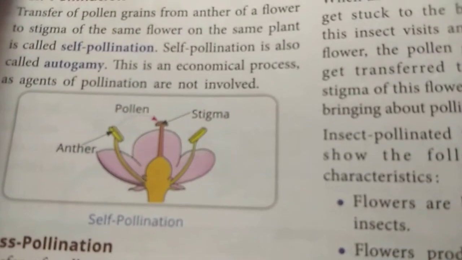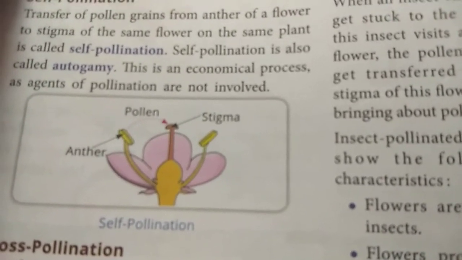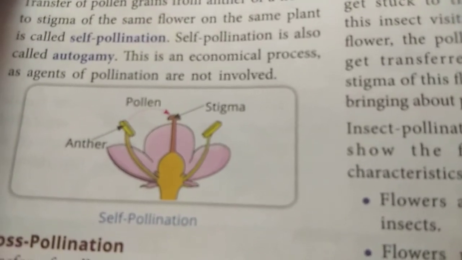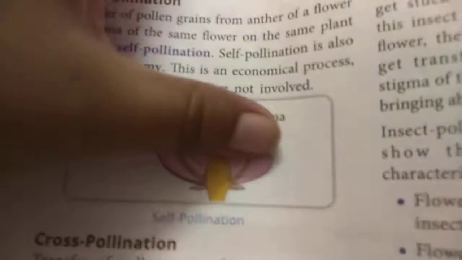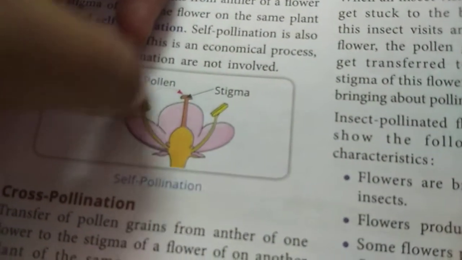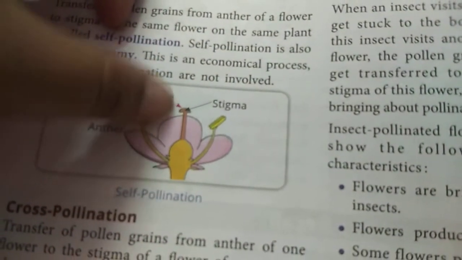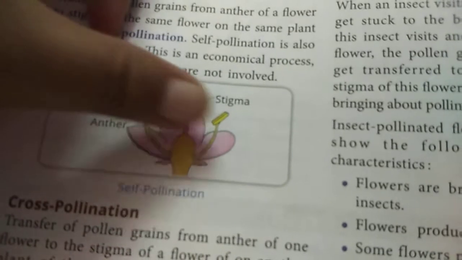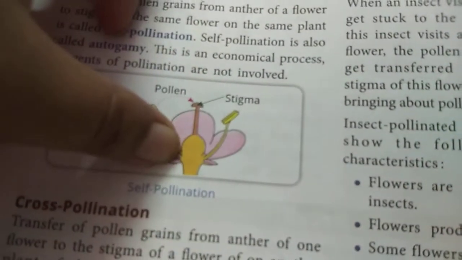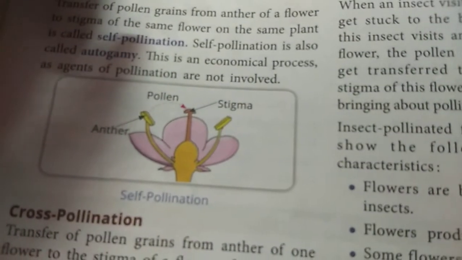This is an economical process because agents of pollination are not involved. No agent of pollination is involved in this process because they themselves transfer the pollen grain from anther to stigma. The requirement of an agent is not here. The pollination is done by themselves only. That is why this process is known as self-pollination.